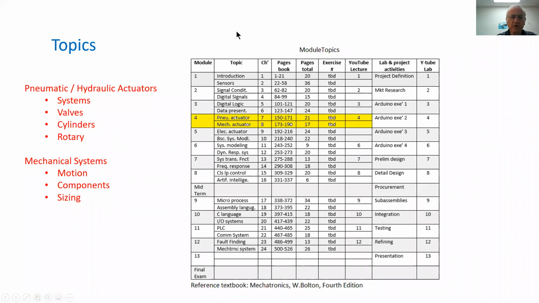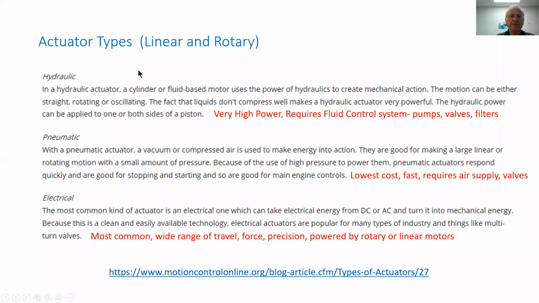We will follow the textbook Mechatronics by Bolton, covering pneumatic and hydraulic actuators and mechanical systems. We'll talk about systems, valves, and cylinders. We'll talk about motion components and sizing of actuators.